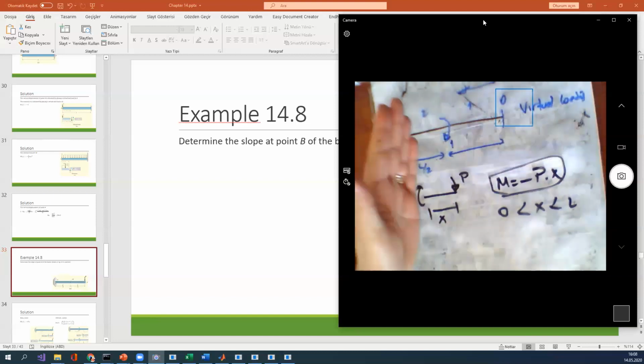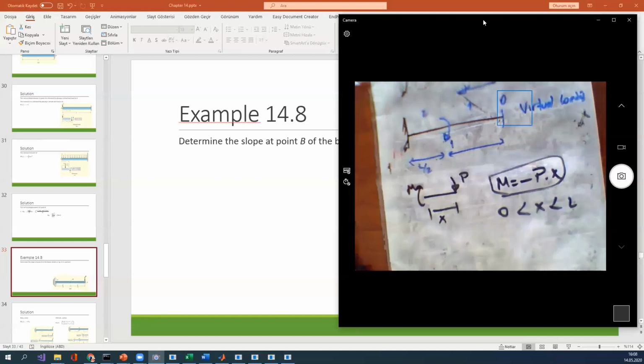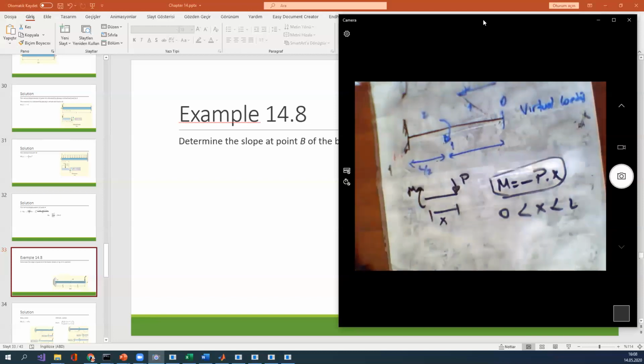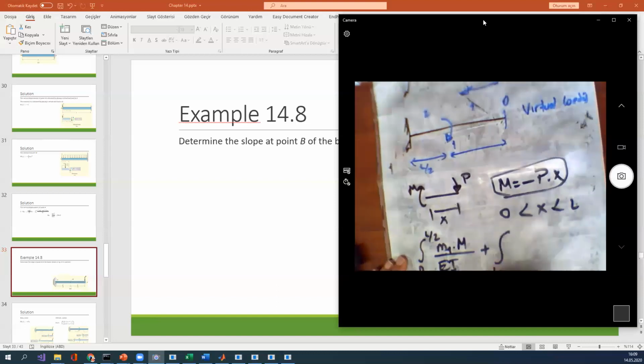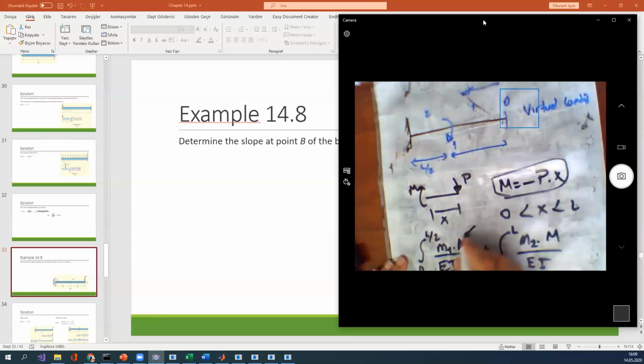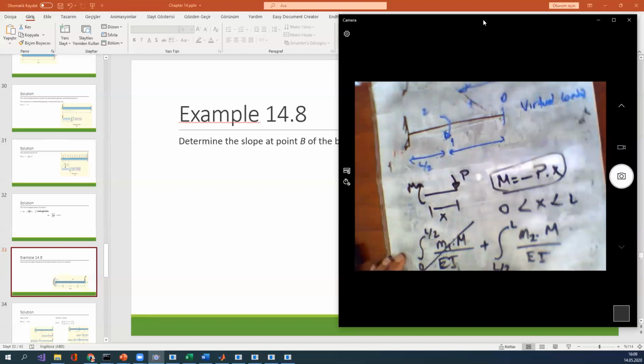Therefore, you know, our function is not continuous. Therefore, I divide the integration. I have to divide the integration from 0 to L over 2, small m1 times capital M divided by EI, plus from L over 2 to L, small m2 times capital M divided by EI. This first term is equal to 0 because m1 is equal to 0. But for the second term, m2 is 1. Therefore, I want to continue this formulation.